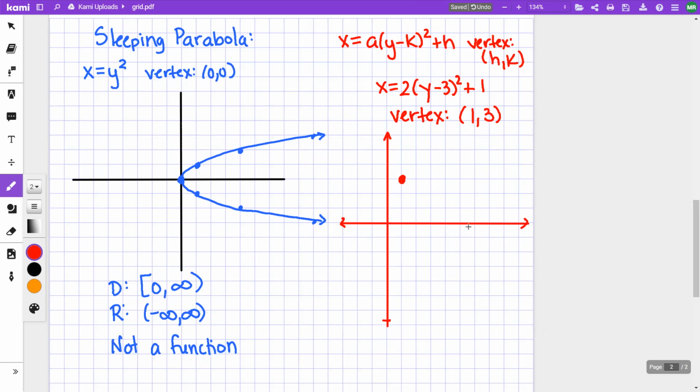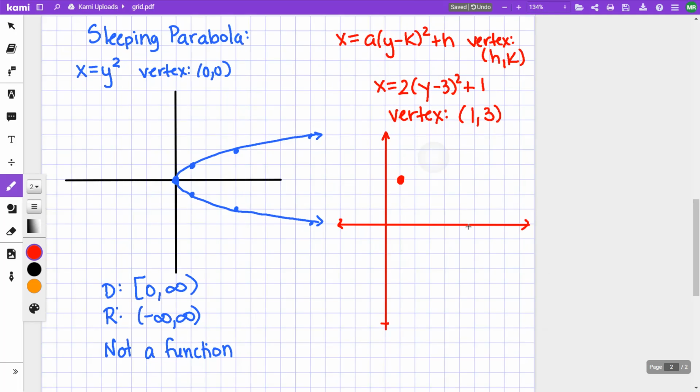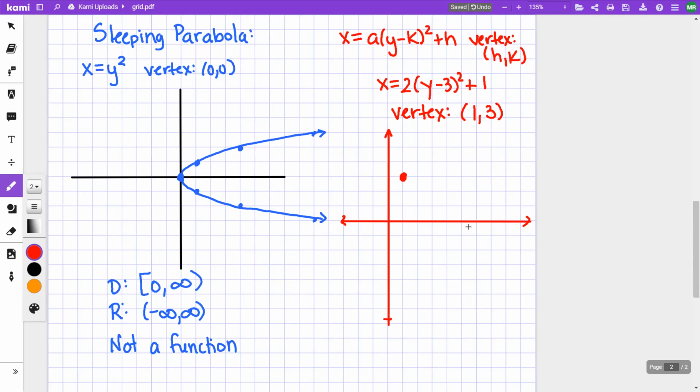And then from here, I'm going to do just like a regular parabola, but I'm going to go up 1 and down 1. 1 squared is 1, and then I'm going to double that because my stretch is 2. Up to 2 squared is 4. I'm going to double that. So I'm going to go out 8. And there's our parabola. Again, it's not a function.